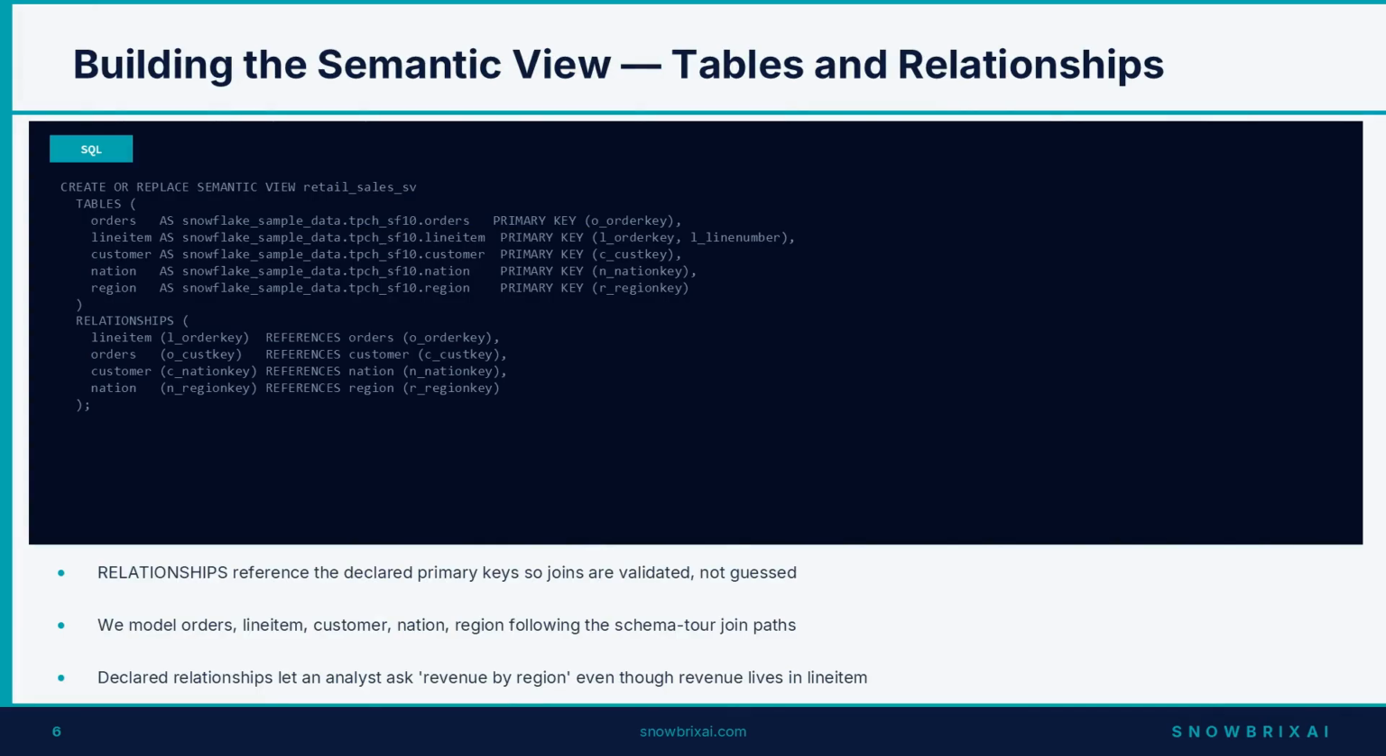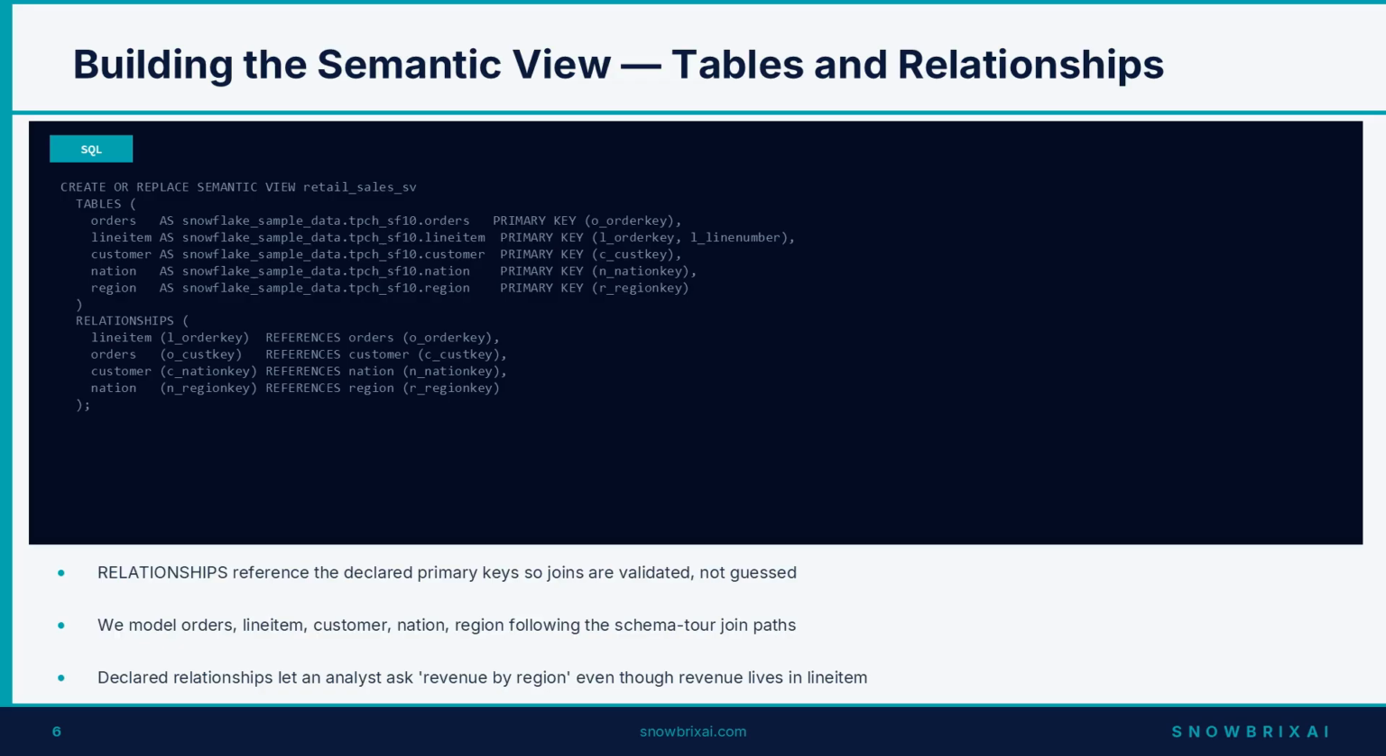Now build it. Tables and relationships first. Create or replace semantic view retail_sales. Under tables, the block names five logical tables: orders, line item, customer, nation, region, each mapped to the sample data with a primary key. Then relationships: line item references orders, orders references customer, customer references nation, nation references region. Those reference the declared keys, so the joins are validated, not guessed.